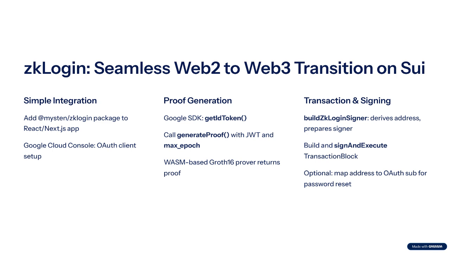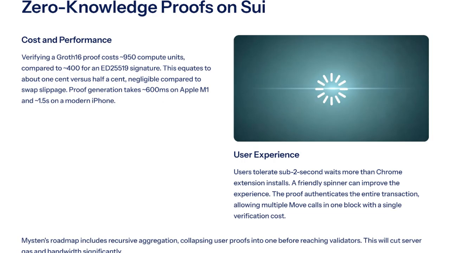Build your transaction block exactly like before. Call badge::claim, for instance. Then sign and execute. On the back end, you might persist a mapping from address to OAuth sub for password reset flows, but that's optional. Finally, expose a settings page where advanced users export their key store. The library hands you an encrypted JSON, compatible with every SUI wallet. Yes, zero knowledge isn't free.